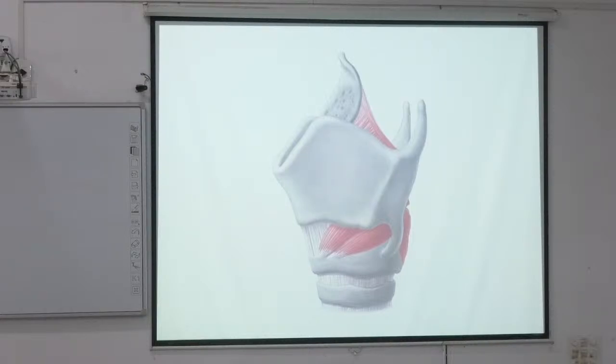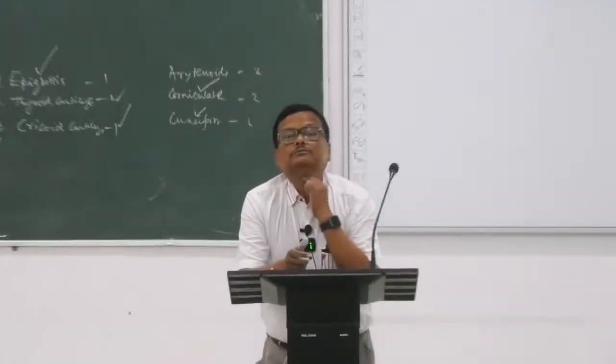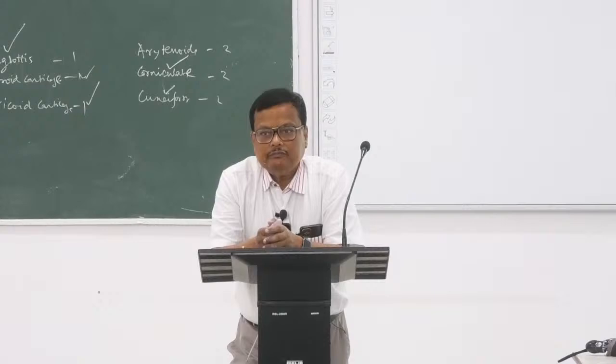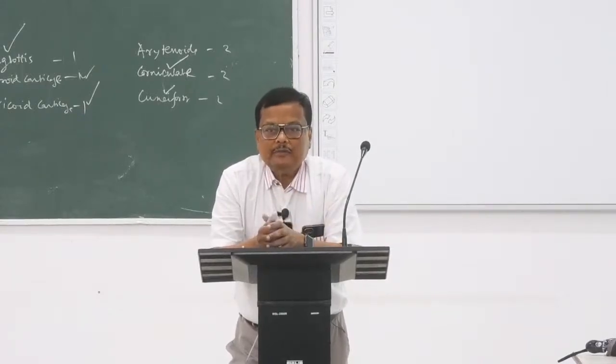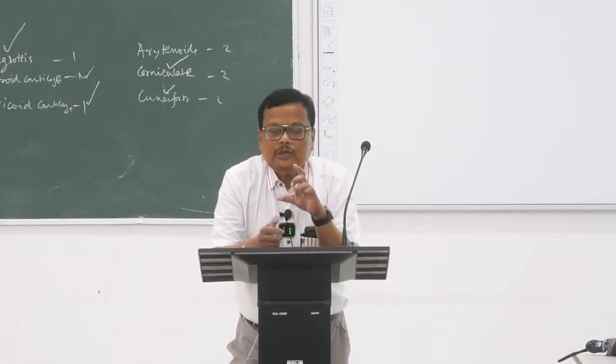Usually the dimensions of the adult male cartilage: the vertical diameter is 44, the transverse diameter is 43, and the anteroposterior diameter is 26 millimeter. In females, the diameters are far less: 43, 26 and 20 millimeter. So the thyroid cartilage is much larger in a male than in a female.